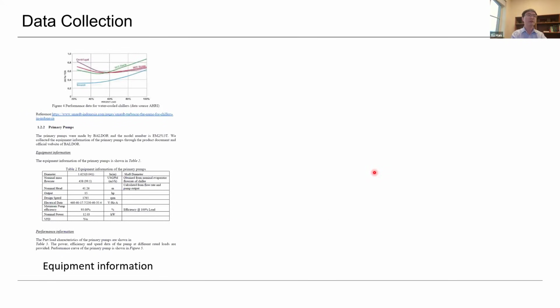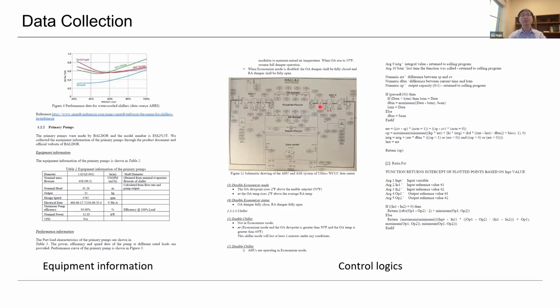Here is one example of the data collection report. This is a summary of the equipment of the primary pump. In this table, you see we documented information like the nominal mass flow rate, nominal head, nominal power, and also the performance curve. For the control logics, of course, we got some information from the drawings, like the configurations and control points. But for the detailed control logics, we extracted them from the control source code.